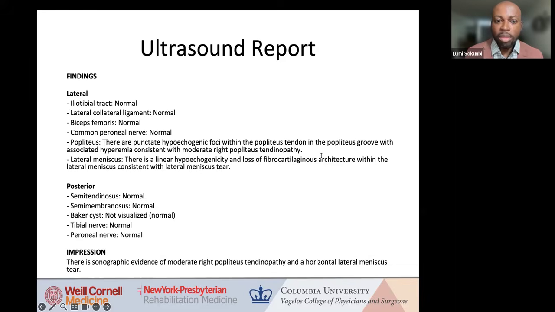And then the posterior elements of this patient's exam, the semitendinosus, semimembranosus, tibial and peroneal nerves were normal, and there's no visualized Baker's cyst. So the overall impression from this ultrasound examination is that there's sonographic evidence of moderate right popliteus tendinopathy and a horizontal lateral meniscus tear.